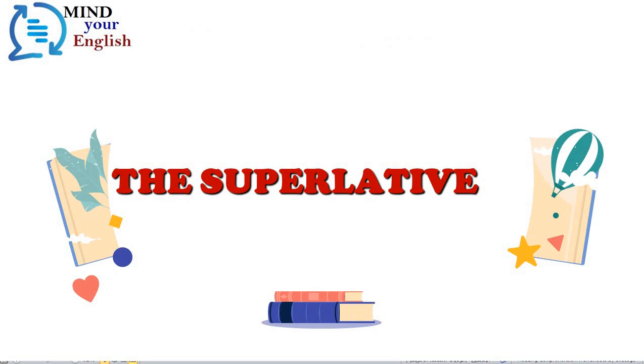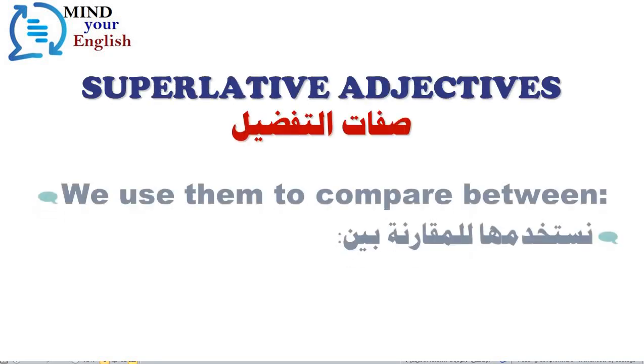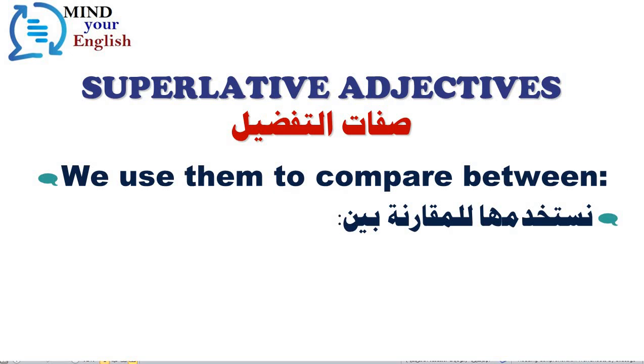Secondly, the rule of preference. The superlative. Superlative adjectives put adjectives in the highest degree they can be. We use them to compare between one object, person, place, in a group.